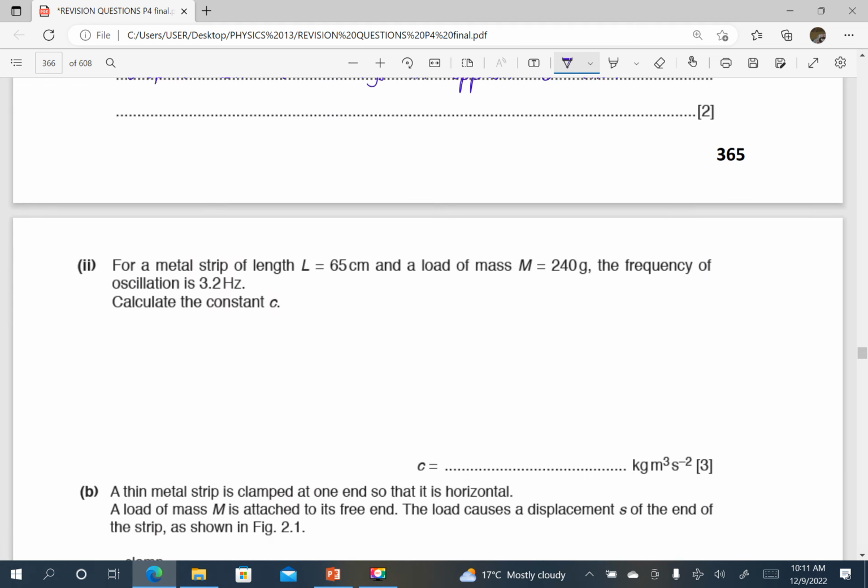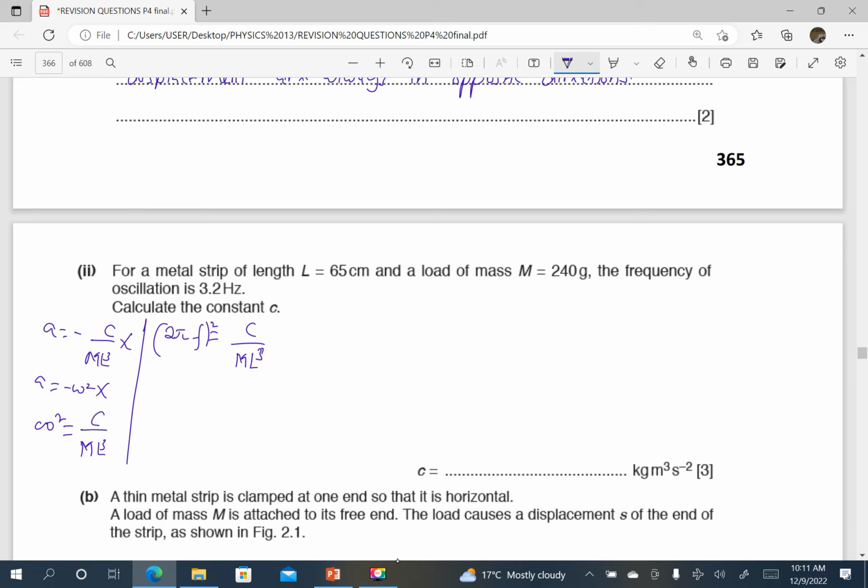For a metal strip of length 65 centimeters and a load of mass 240 grams, the frequency of oscillation is 3.2. Calculate the constant C. So when you compare the equation a equals negative C over M L cubed x with the general equation a equals negative omega squared x, you notice that omega squared is going to be equal to C over M L cubed. And remember, omega is 2 pi f. So we shall simply say 2 pi f, this should be squared, is equal to C over M L cubed.